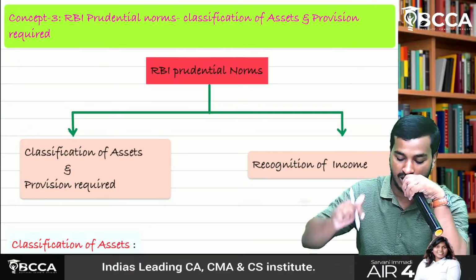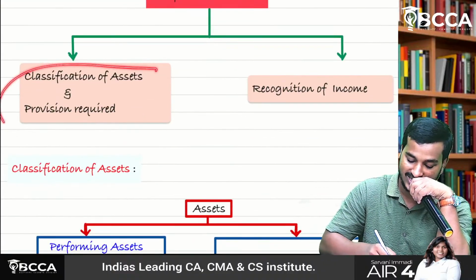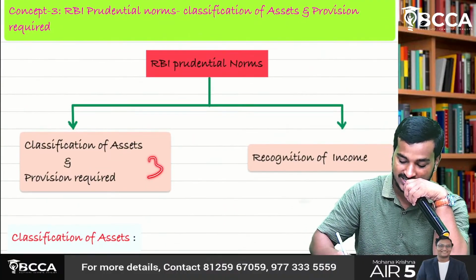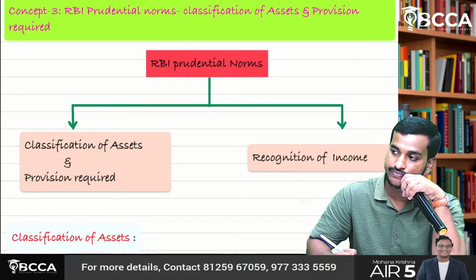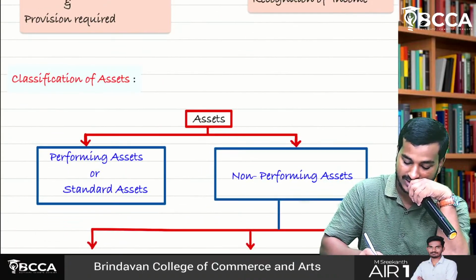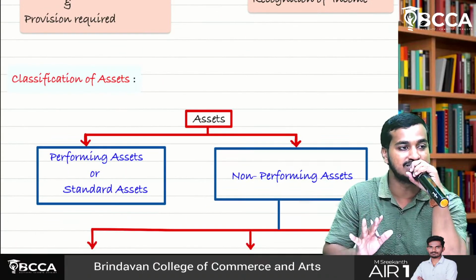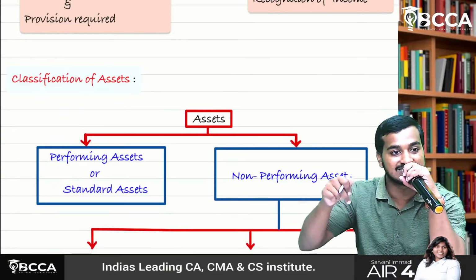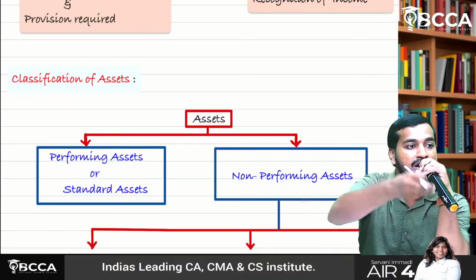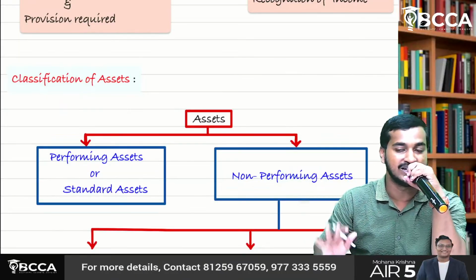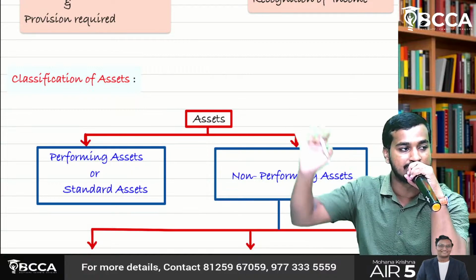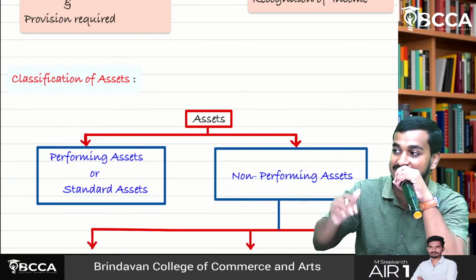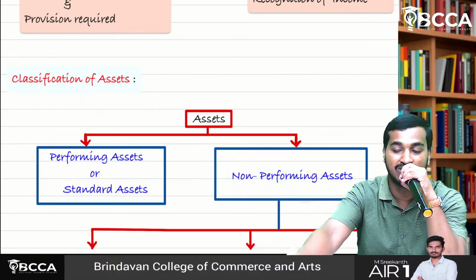Especially there are two norms. One is classification of assets and provisions. The second one is income. This is our concept number 3. This is concept number 4. Here, concept number 3, assets. Assets here does not mean land and building, plant and machinery. Here assets means we have given loans to someone else. That is our asset. Don't think of land and building, plant and machinery, furniture and fixtures. Here we are discussing loans to customers. We are calling it an asset.